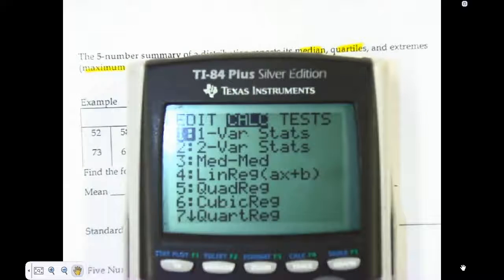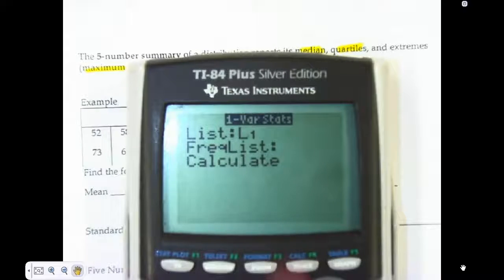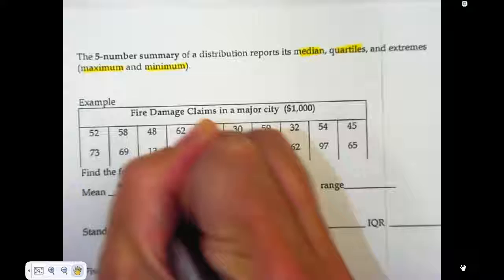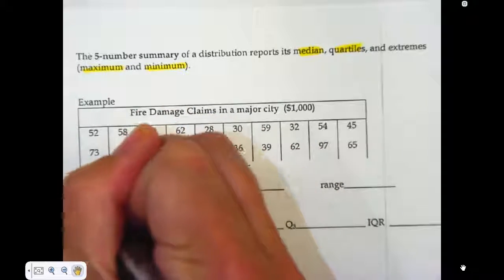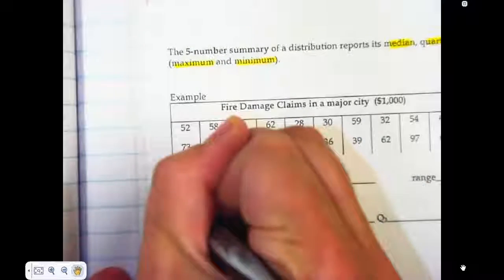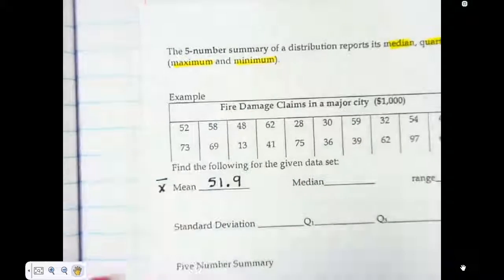When that happens, one variable statistic is coming up. So I'm going to press Enter. I want one variable statistic for L1. For this right now, my frequency should be blank, and then I'm going to hit Calculate. This is giving us a lot of information. The X bar right there, that's my sample mean. So where it says mean, I can write in 51.9, and right next to that, I'm going to put that that's my X bar.